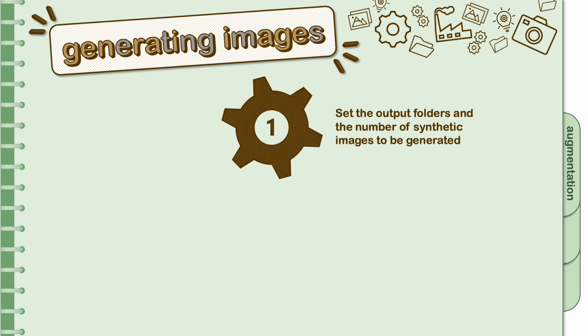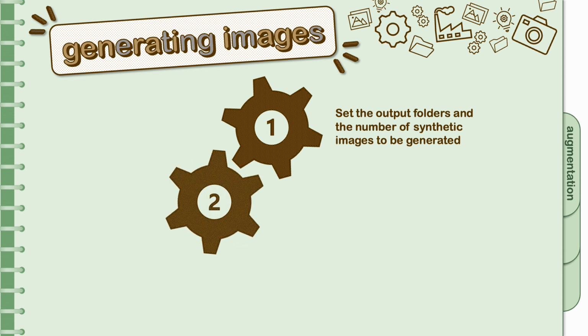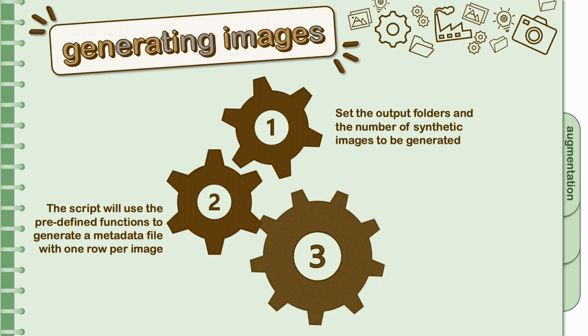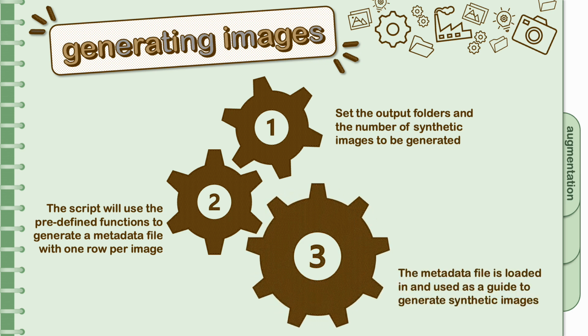And we created a pipeline that's very easy to use and does this in 3 steps. In the first step, the user sets the output folders and the number of synthetic images to be generated. Next, the script will then use the predefined functions to generate a metadata file with 1 row per image. And then finally, the script will use that metadata file as a guide to generate more synthetic images.